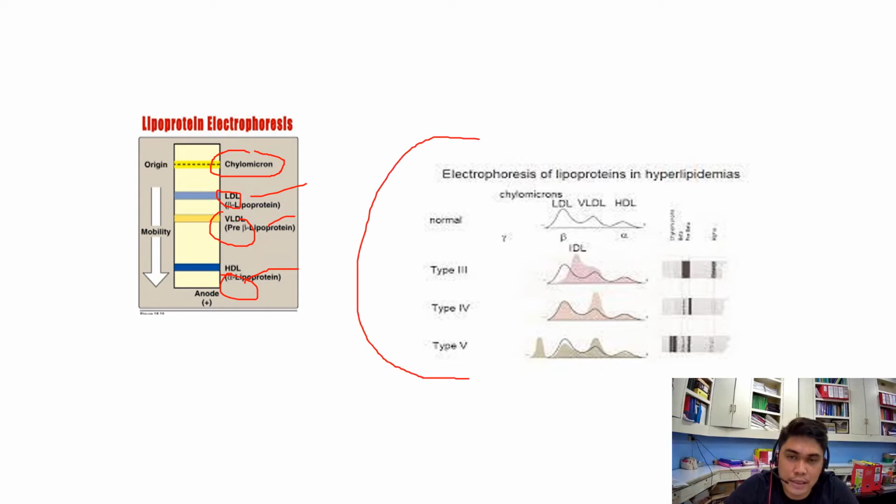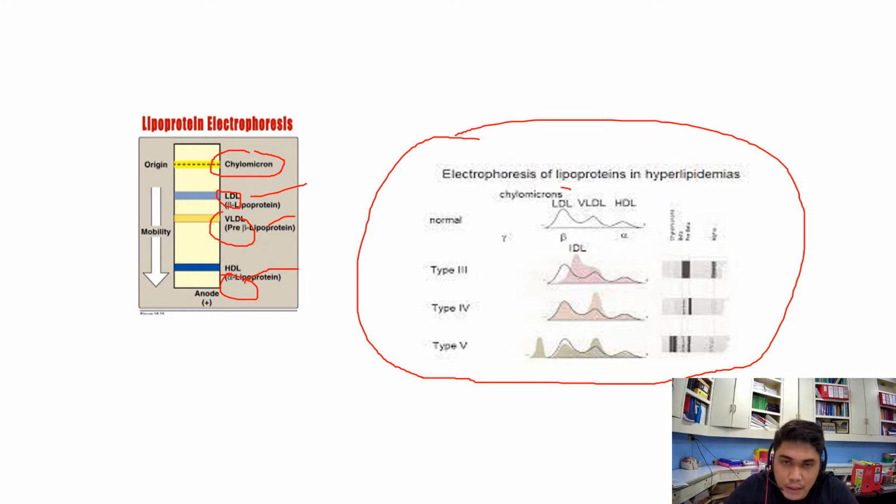Next, electrophoresis of lipoproteins in hyperlipidemia. These are examples of electrophoretic patterns of lipoproteins. The normal pattern is like this: LDL, VLDL, and HDL. LDL has the highest peak because LDL is the most abundant lipoprotein, followed by VLDL, and last your HDL. For type 2 hyperlipidemia, there is an increase in LDL. IDL migrates between beta and pre-beta, so in type 3 hyperlipidemia there is increased IDL, which is why there is a peak right here.